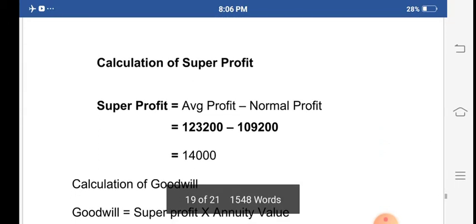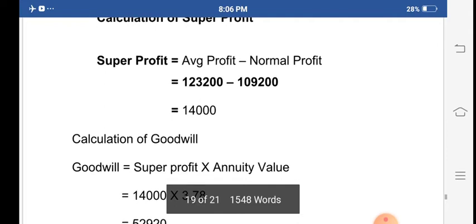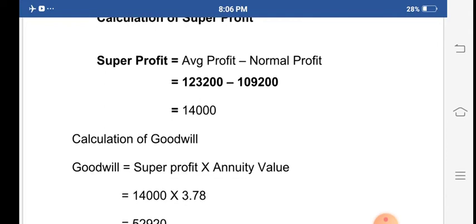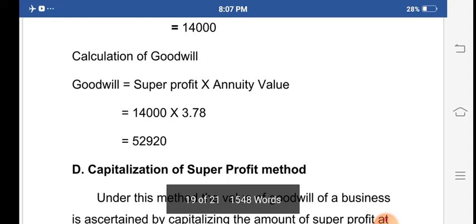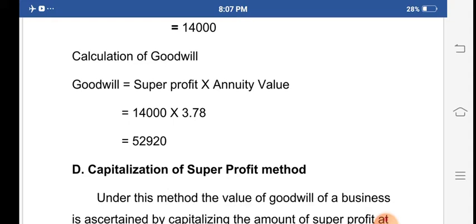Now put into the super profit formula. Average profit minus normal profits. The average profit we ascertained is rupees 1,23,200 minus 1,09,200, the normal profits. The remaining amount is 14,000. Now put into the goodwill formula. Goodwill is super profit into annuity value. The super profit is 14,000, and the annuity value given in the problem is 3.78. You will get the value of goodwill as 52,920. So this is the value of goodwill under the super profit annuity method.